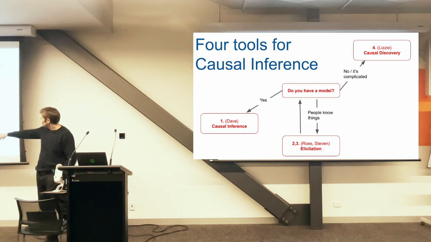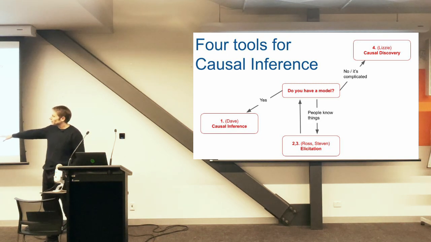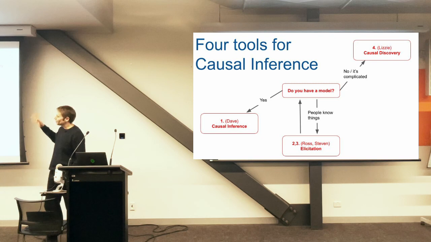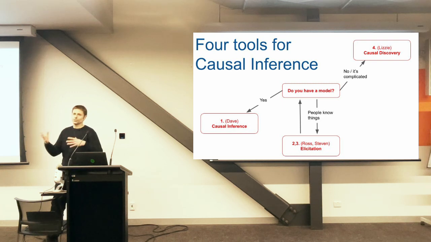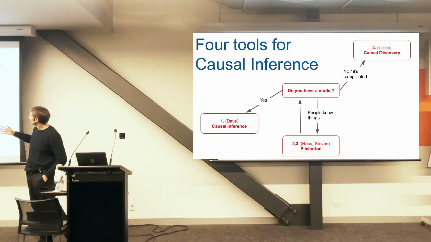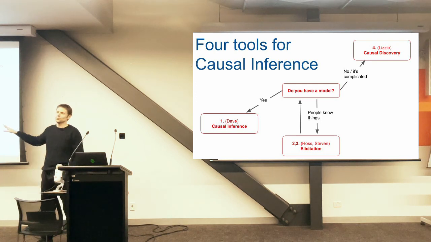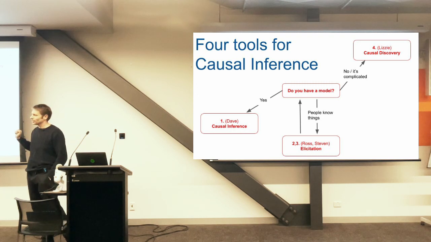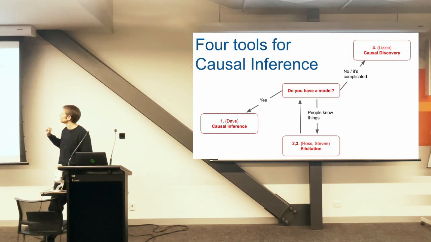And I'm going to be followed by Ross and Stephen, who are going to talk about a thing called elicitation and some tools for that, and then Lizzie's going to talk about causal discovery. And the system that we've come up to unite all of these things is all around the question of, do you already have a model, or an idea of like the structure of a model in mind? Because if you don't have a model, but you have some people that know things about the domain you're working in, then you're going to be particularly interested in Ross and Stephen's talk tonight.